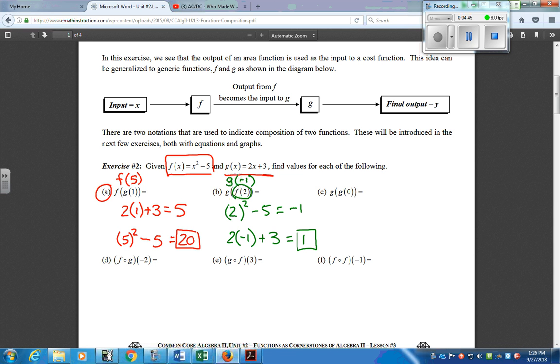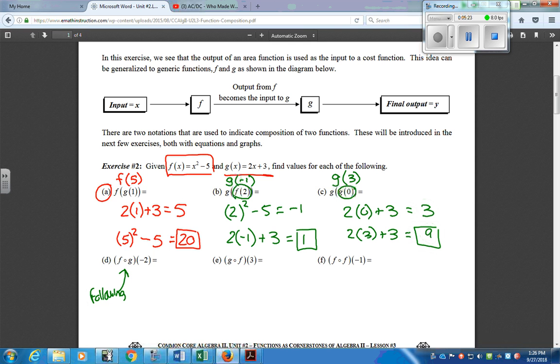Now in C, you see they use G twice. If it's the same letter twice, that means we're going to use the same rule twice. So I'm going to start off with first doing G of 0. So I've got G of 0, which in this case would be 2 times 0 plus 3, which would be 3. Now I'm going to apply the same rule again, but I'm going to put 3 in. So now I have 2 times 3 plus 3, which would be 9. Now, you'll see this f and then a little circle and then g. That little circle means following.